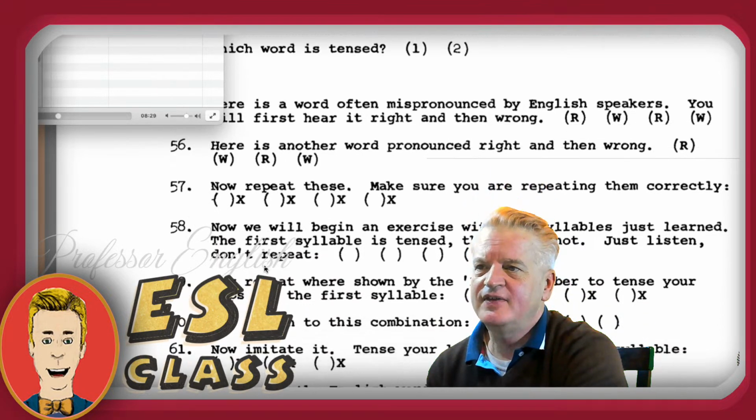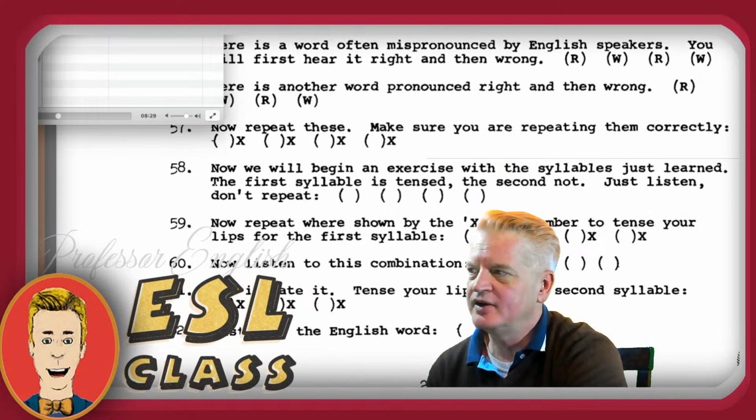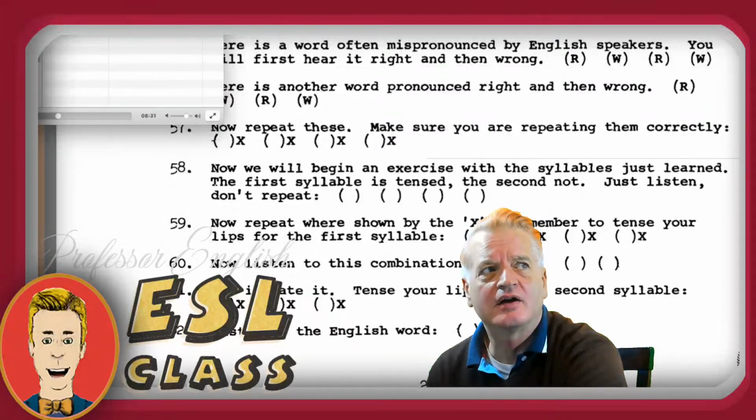57. Now repeat these. Make sure you're repeating them correctly. Tag, Tag. Fahren. Tag, Tag, Tag. Fahren, Bahn. Tag, Tag, Tag. Fahren, Bahn.